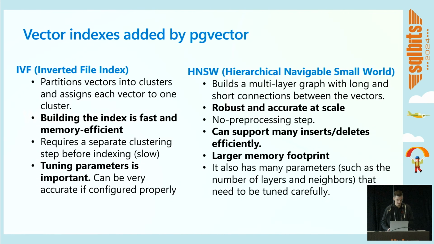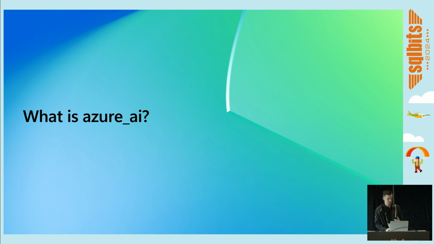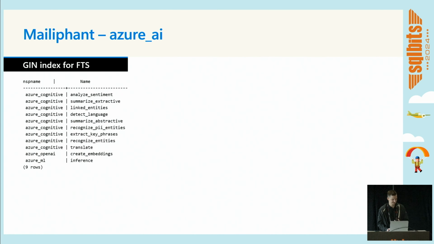Okay. So what is Azure AI? To get to use vectors, we need to have embeddings. Azure AI is an extension that we developed for PostgreSQL that allows PG to directly use various Azure AI-related services. That includes cognitive services and OpenAI APIs.